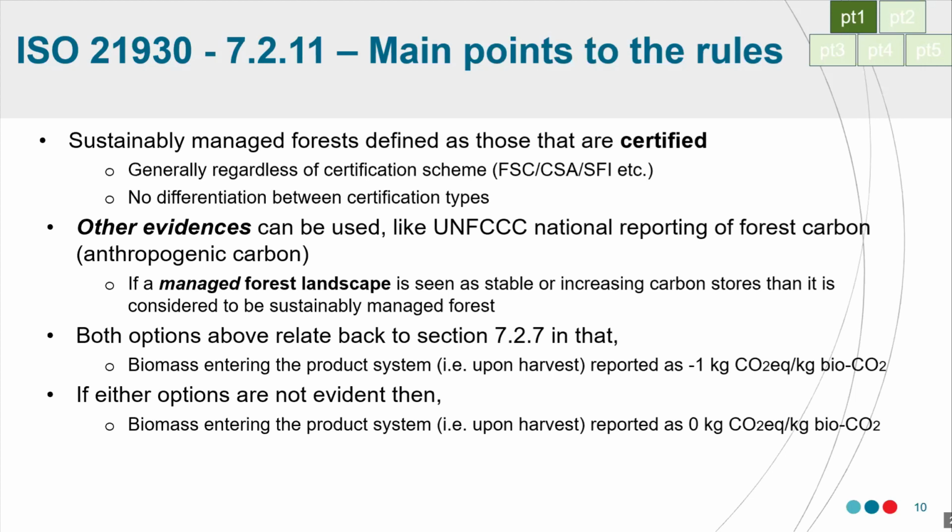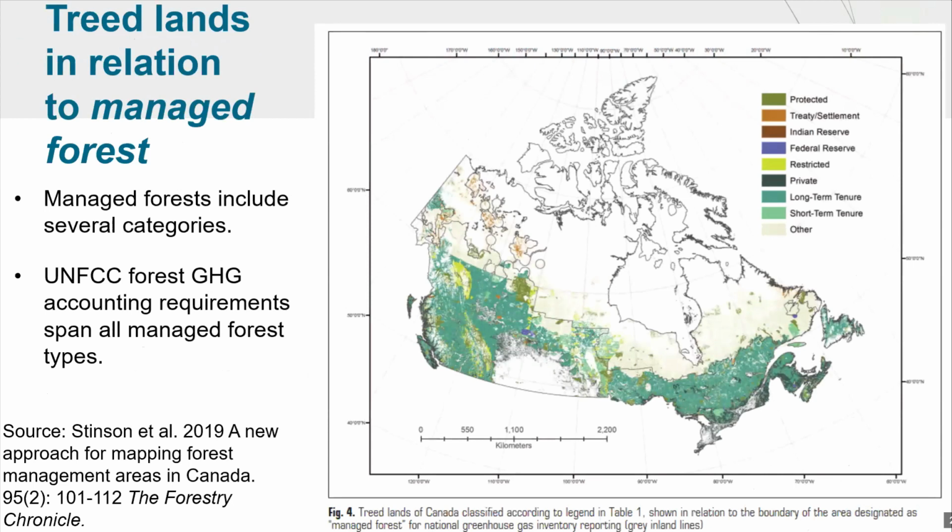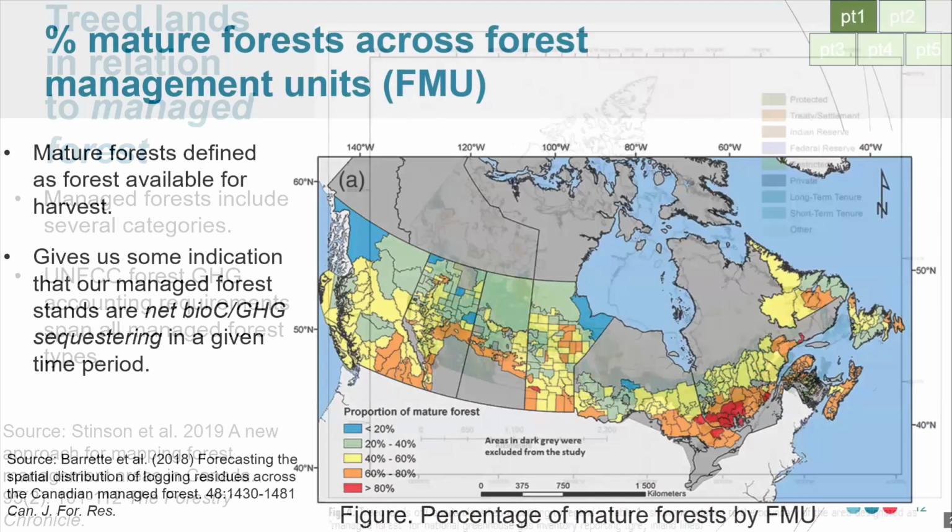So some important things to keep in mind is sort of the current state of the standards. As we all know, Canada has a lot of managed forest highlighted here, and there are many different categories. So it's not just about forests that we actually harvest, but it could be a lot of protected forests, etc. And it could be private, long-term tenure, short-term tenure. But when it comes to reporting from the UNFCCC perspective, the accounting requirements span all managed forest types. So that's important to keep in mind.